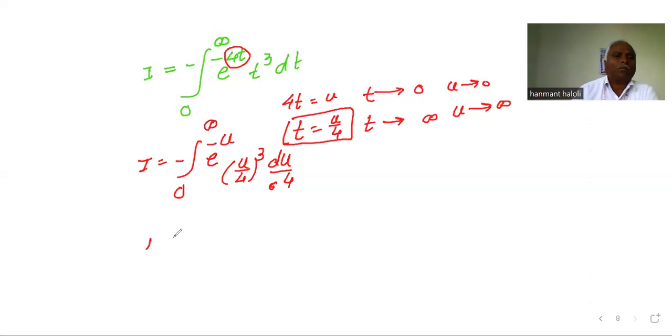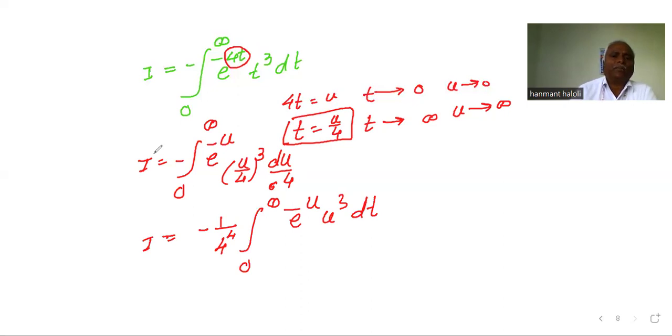Now integral I equals, here the minus sign as it is, 1 upon 4 raised to 3, and one more 4 is there, which means 1 upon 4 raised to 4, integral 0 to infinity e raised to minus u and u raised to 3 du. Again, this you got in the standard form of the gamma function.